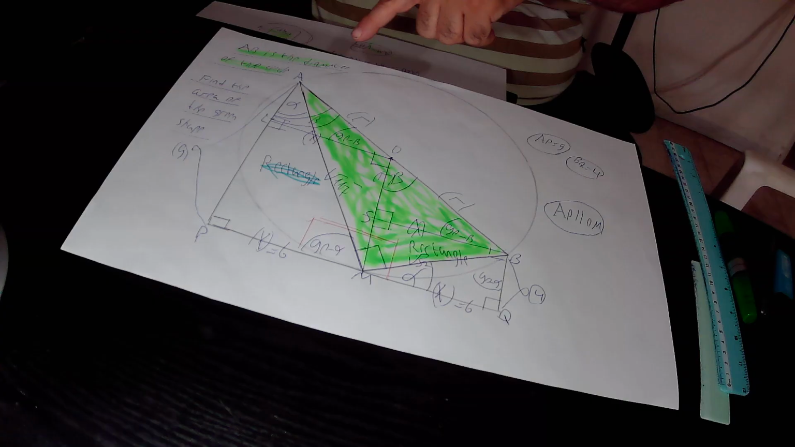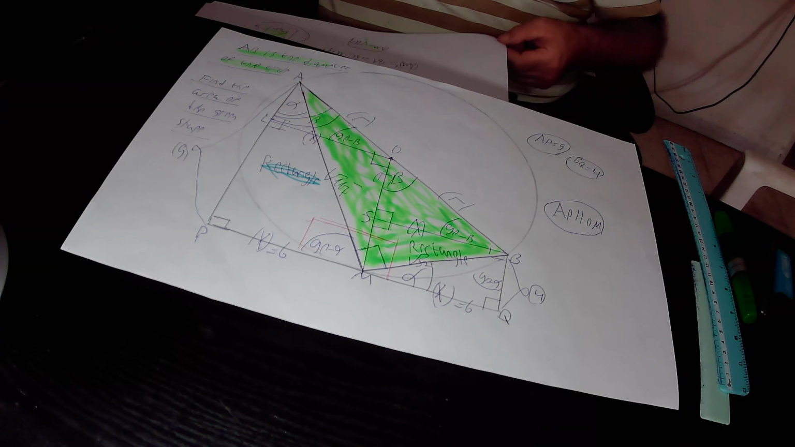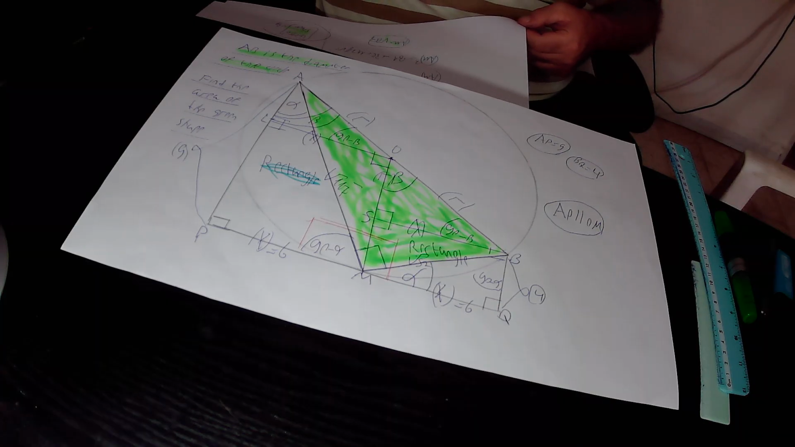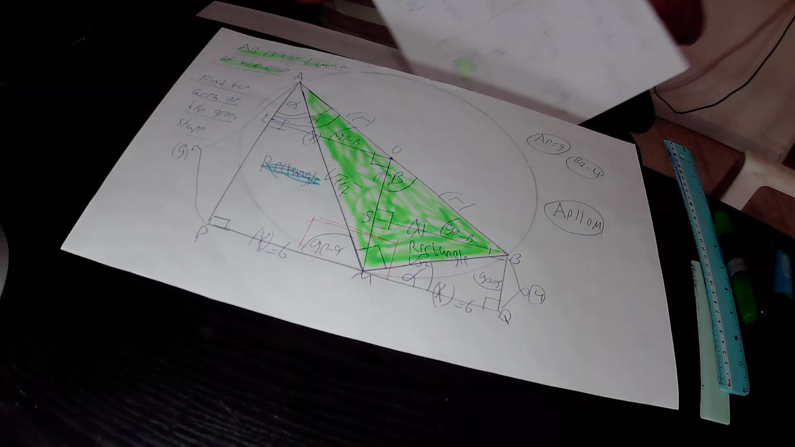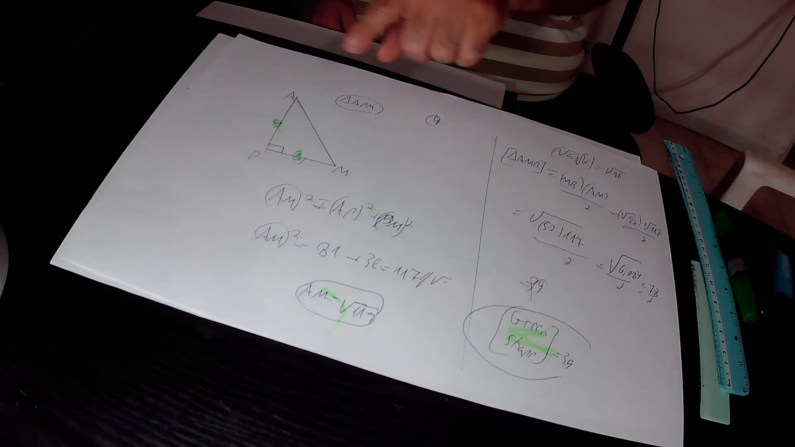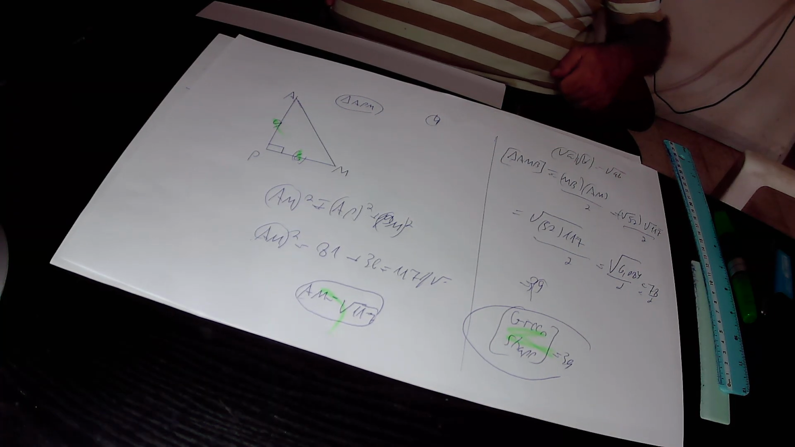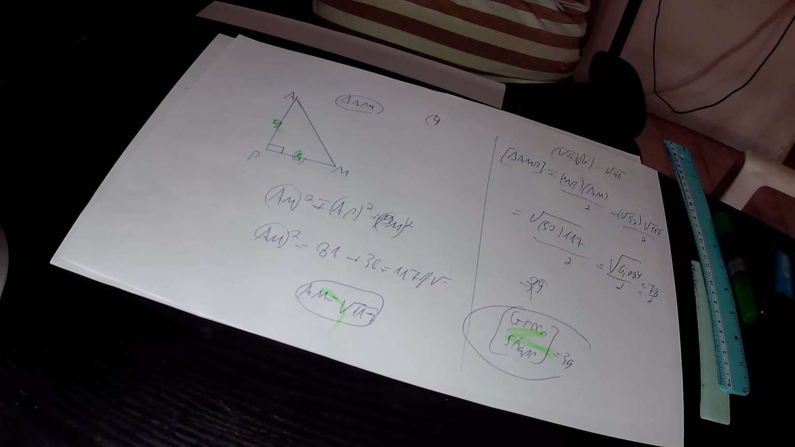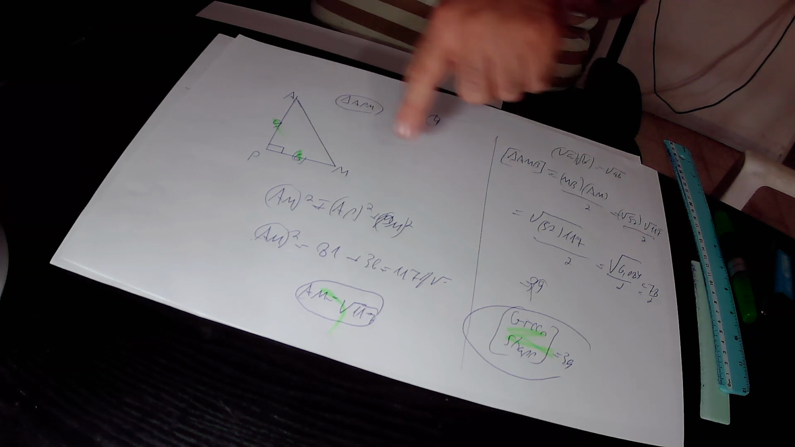In the next step, we copy the right triangle APM onto a new page and apply the Pythagorean theorem on this right triangle APM. This is the right triangle APM copied from the original drawing. According to the Pythagorean theorem, AM squared, the square of the hypotenuse, equals AP squared plus PM squared.